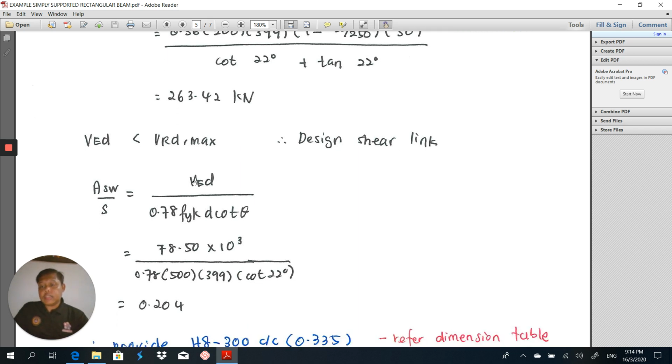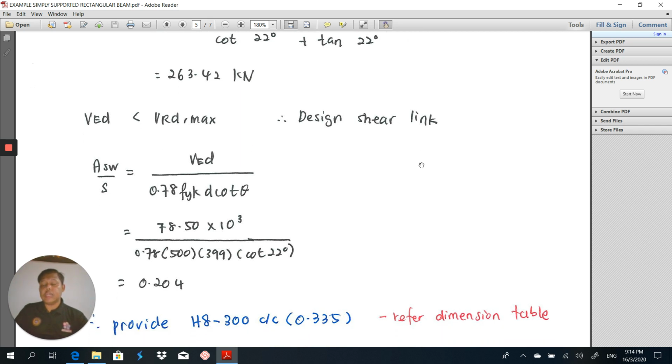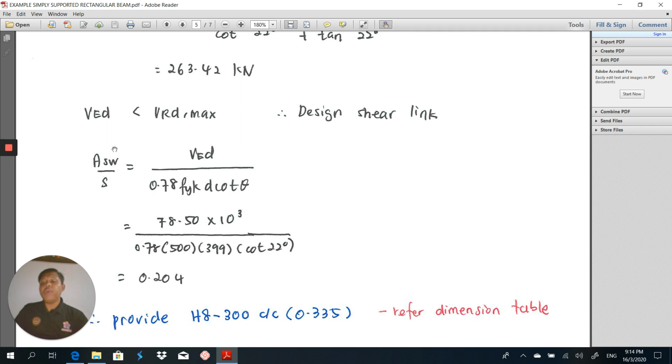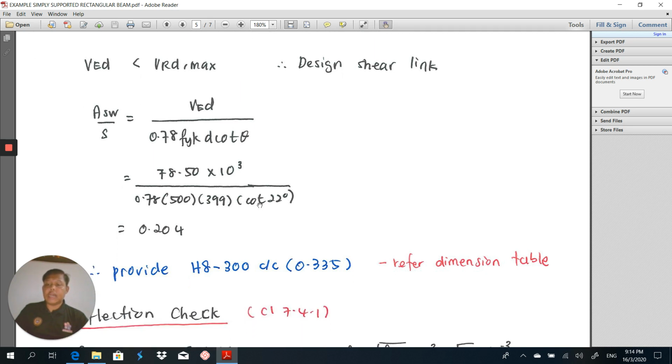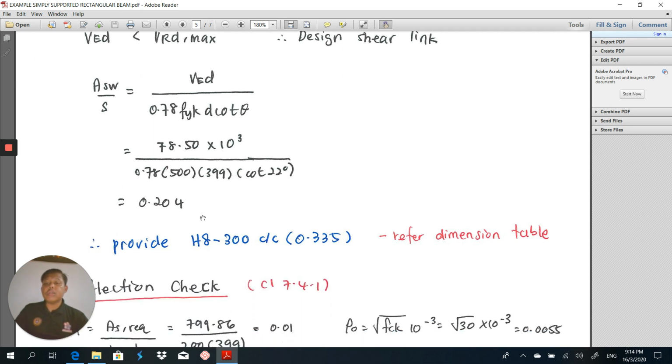So in this case, the answer is VED is less than VRD max. Therefore, we have to design the shear link. So to design the shear link, we have to provide the ratio of ASW over S. This is a ratio of the link stirrup, equal to VED over 0.78 FYK d cotangent theta. I got the answer 0.204 here.